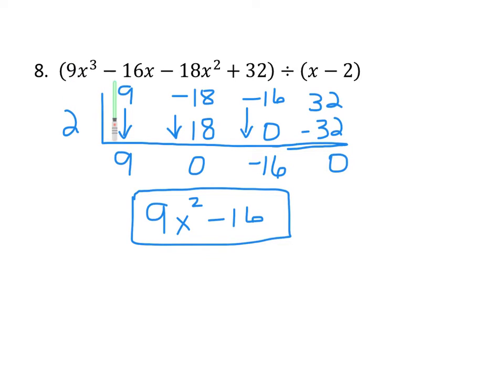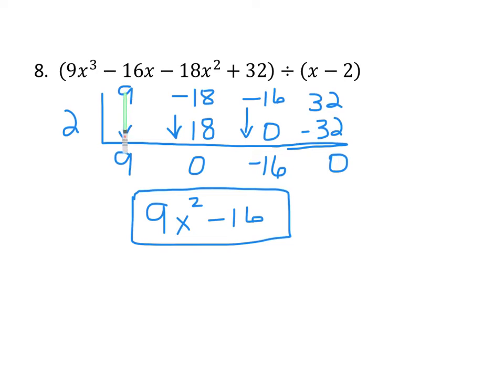Okay, so I have 9 for my x to the third. I have negative 18 for my x squared. I have a negative 16 for my x, and 32 for my constant. And then I'm going to begin my dividing. Now don't forget that you need to change this sign to positive 2, because you have to set this equal to 0 and solve for x. So we're going to be using the number 2. So we're going to divide with the number 2.